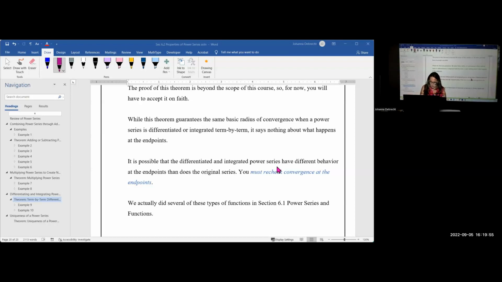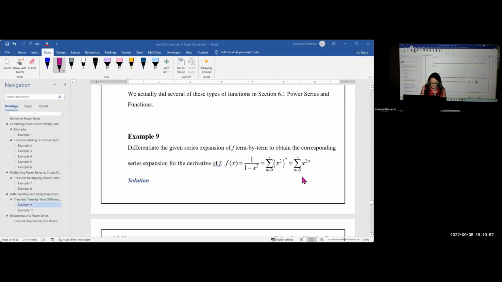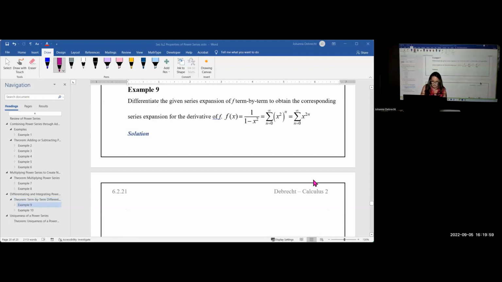So we're only going to work 2 examples here today. We're going to take a look first at example 9. In example 9, we want to differentiate the given series term by term to obtain the corresponding series expansion for the derivative of f. So we have both the function representation, 1 over 1 minus x squared, and the power series representation, which is the series from 0 to infinity of x squared to the n, or x to the 2n, if you want to write it that way.